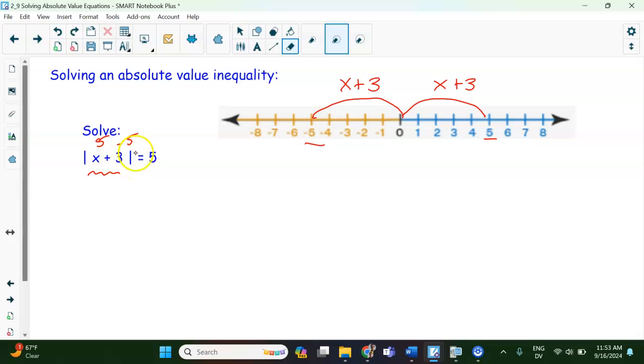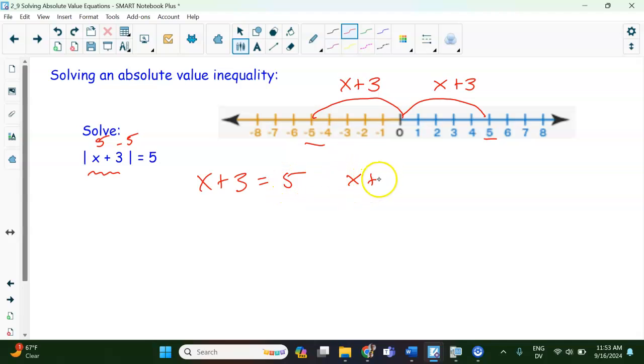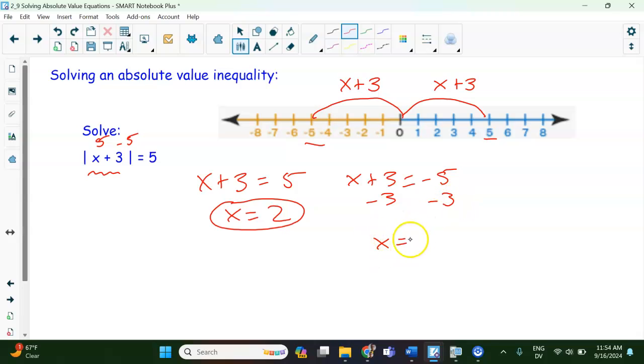So the quick and dirty way to do it is just to take that expression and say we want that expression to either be 5 or -5. And then we solve these individually. So minus 3 here to get 2. That's one of our answers. And a lot of times kids think the other answer will be -2. But if we actually do the math, if we do -5 take away 3, we get -8. So those are our two answers.